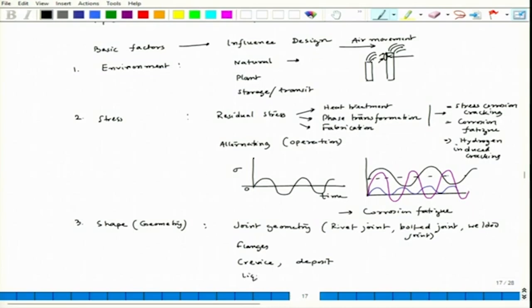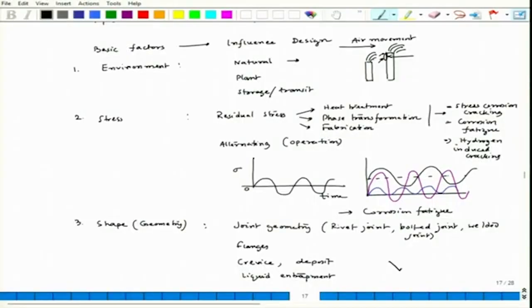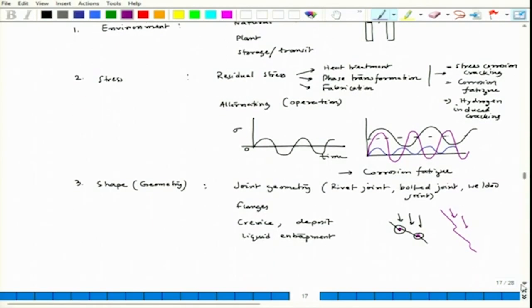Then liquid entrapment. Fine. So, the design should be such that even during rain water, it does not retain water at localized portion. For example, if we have a kind of a slope design like this, that means if rain water is coming like this, there could be water retention in those portions. So, the best design would be like this. Even if the rain water comes, it will not retain water on those small places wherever those hinges are coming.